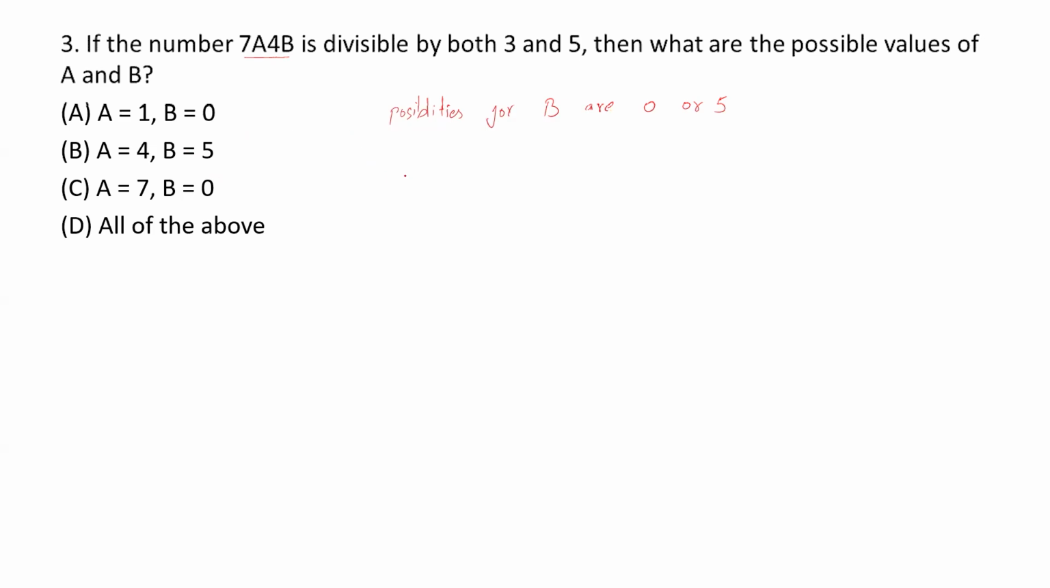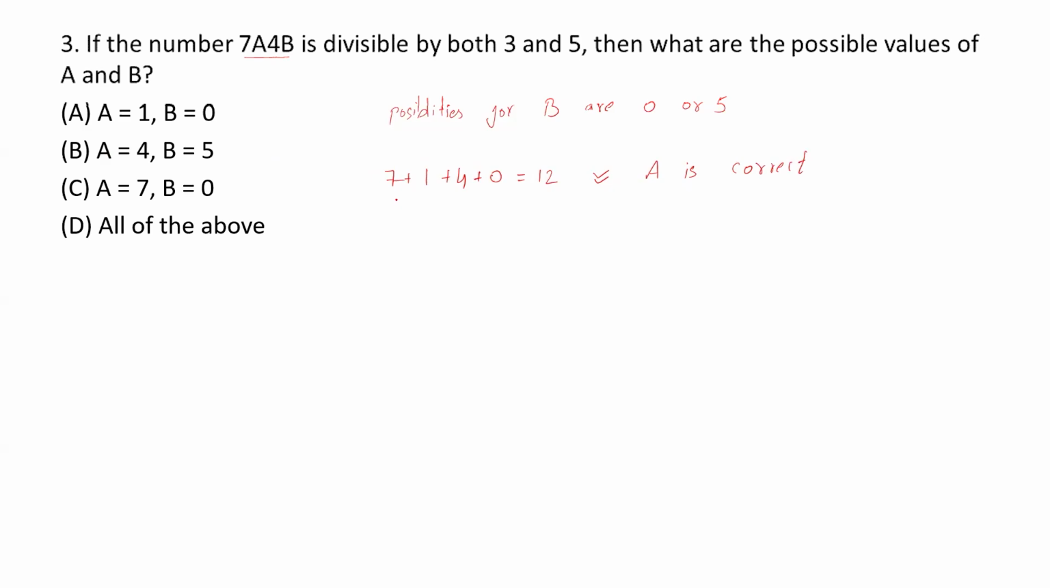So, let us consider B is equal to 0 first. So, 7 plus A plus 4 plus 0 should be divisible by 3. So, A is 1. Let's look at the first option. If A is 1, 7 plus 1 is 8 plus 4 is 12. Correct. This is a correct option. So, A is a correct option.